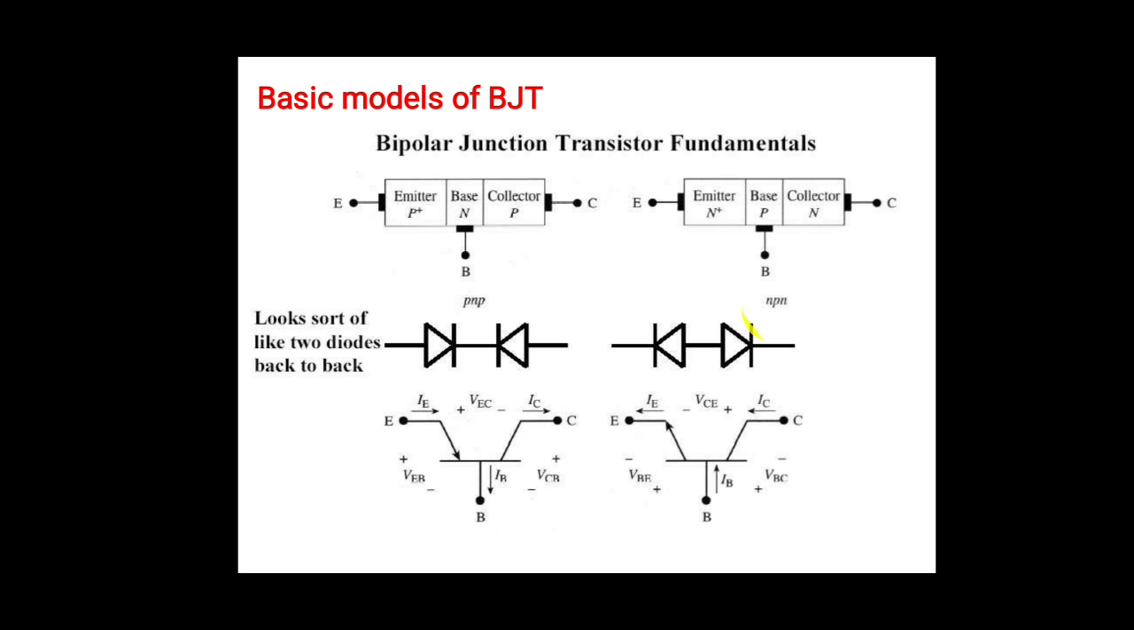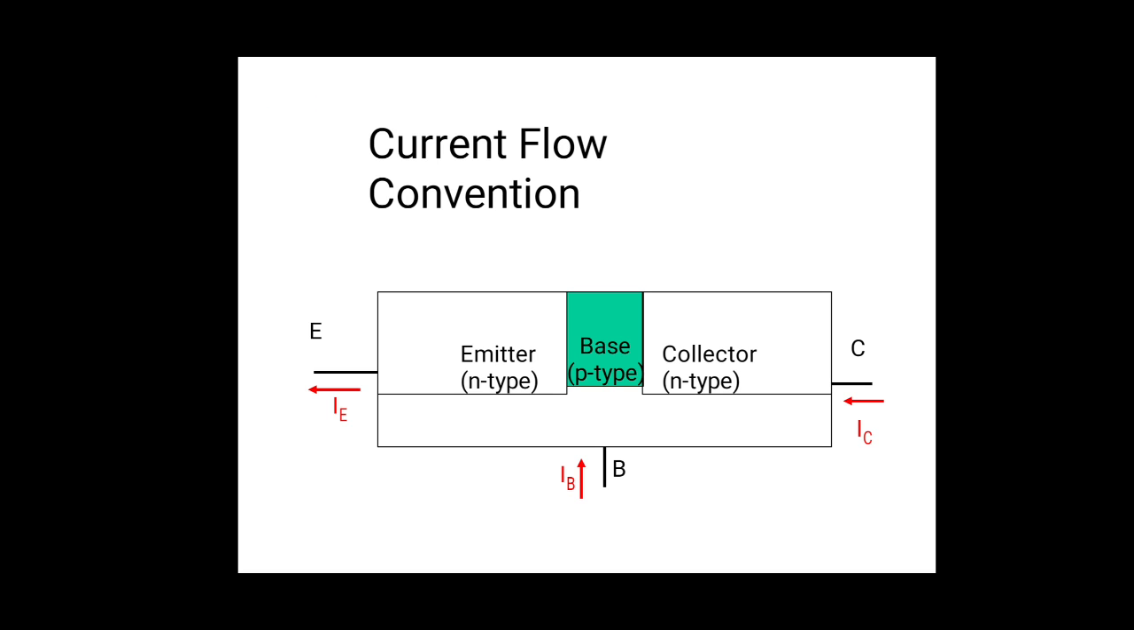And in the NPN transistor, see here, the direction of current IE is going outward. So that's why the directions of currents IB and IC are coming inside, because of the relation IE is equal to IB plus IC. Okay, so this is the current flow convention. As I told you, IE is going outside, so IB and IC are coming inside.